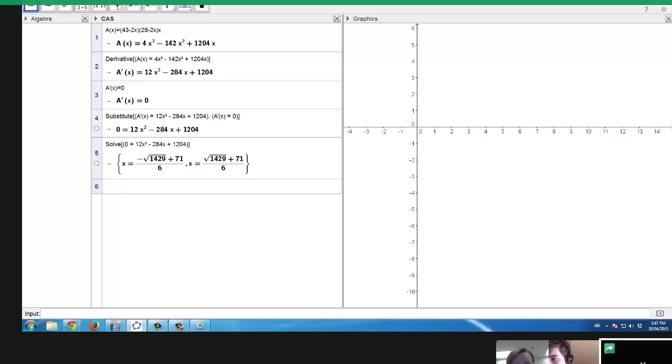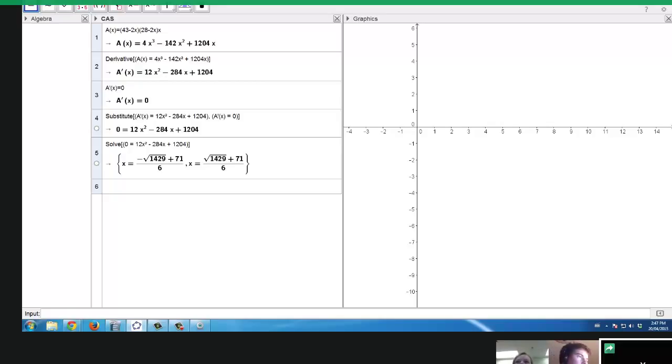Only one of those is actually relevant. Do you know which one? The positive one. The positive one, that's right. Because you can't have a negative volume. Correct. Well, you can't have a negative x that you cut out, but it would make it magnificently large if you could add.